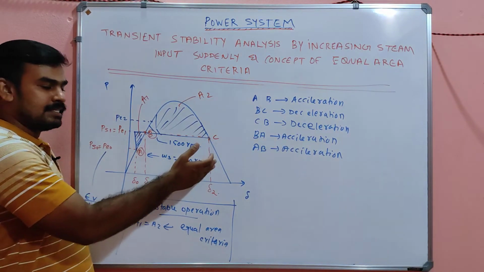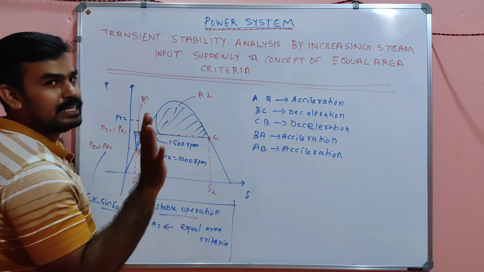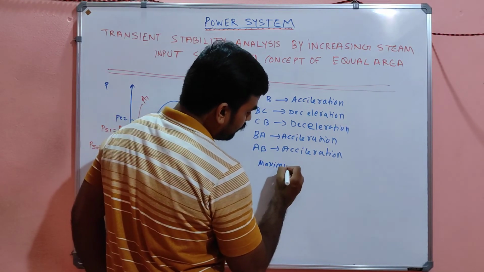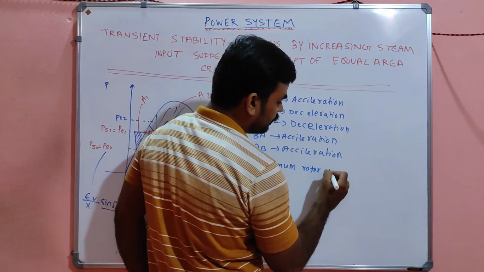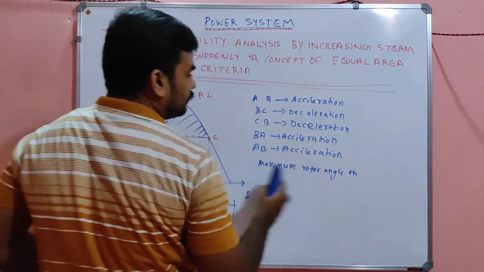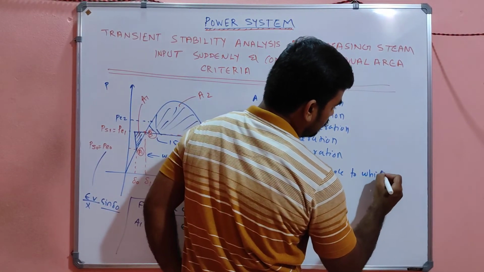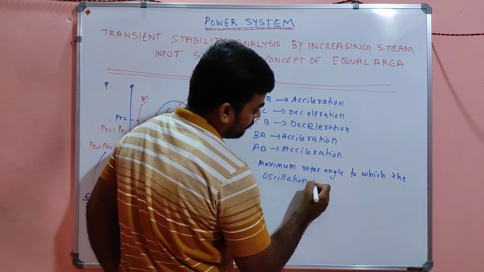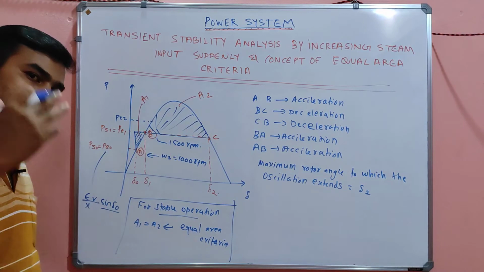Okay, actually the new rotor angle is nothing but del 1, not del 2. Maximum it can move up to del 2. That is the meaning. So I can say that the maximum rotor angle to which the oscillation extends is equal to del 2. I already told you.